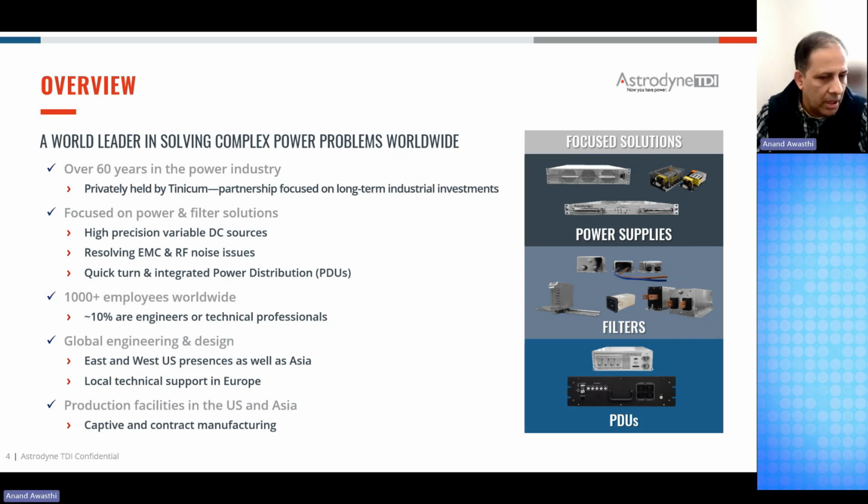And they believe in holding companies for the long term, as a long-term strategy. They don't believe in buying and reselling. So they have been making subsequent investments into AstrodyneTDI to make us a better company, more engineering focused and production focused, so we can come up with newer products, better products, improved products, and provide better solutions to our customers.